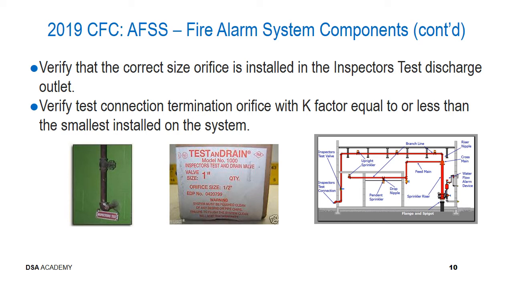Let's look at NFPA 13, section 8.17.4.2.1, which states a trip test connection or manifold not less than 1 inch in diameter piping terminating in a smooth bore corrosion-resistant orifice to provide a flow equivalent to 1 sprinkler of a type installed on the particular system shall be installed.